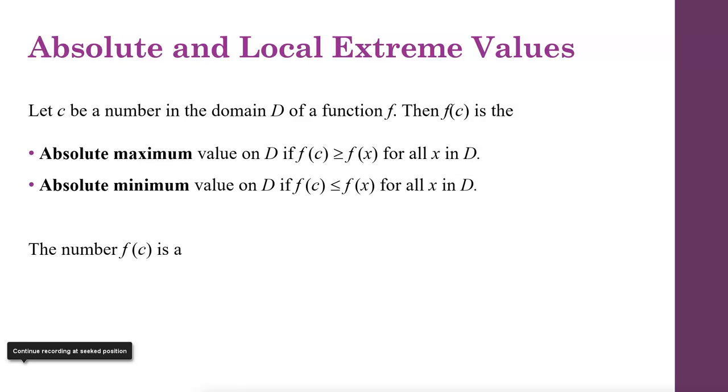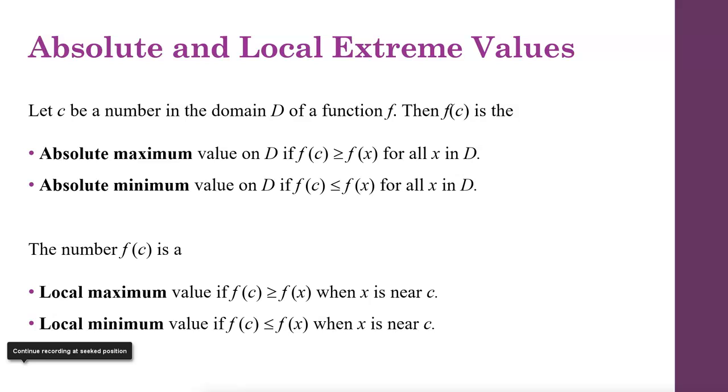And f of c is referred to as a local max if f of c is bigger than f of x for all x's that are near c. So maybe not for every value in our domain, but for all the values to the left and right of c. And it would be a local minimum if it is smaller than all of those values.